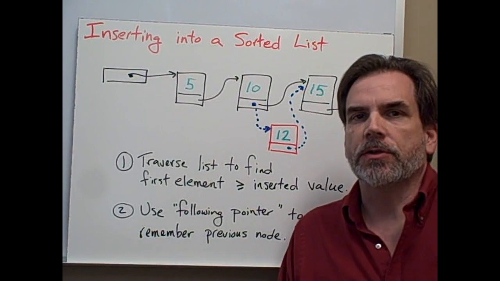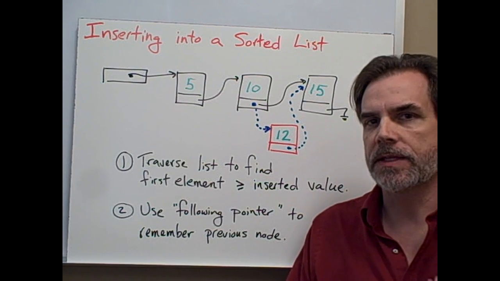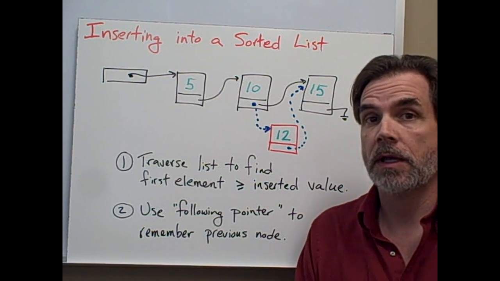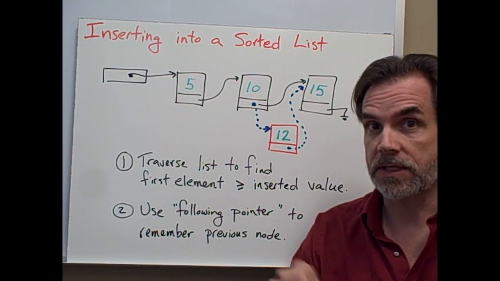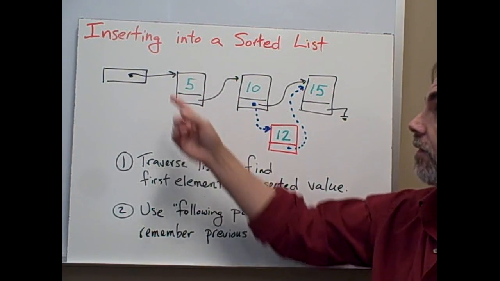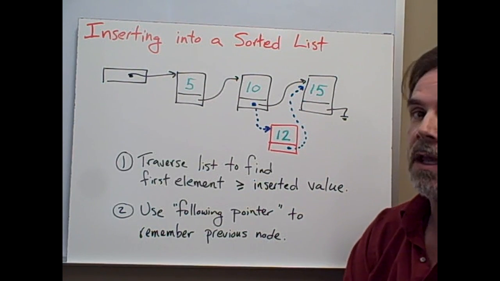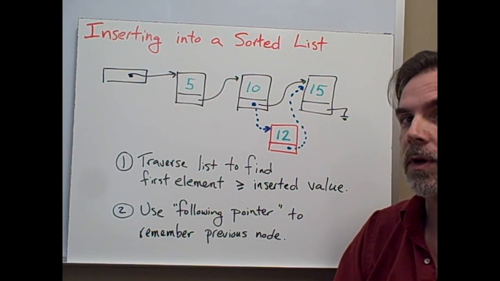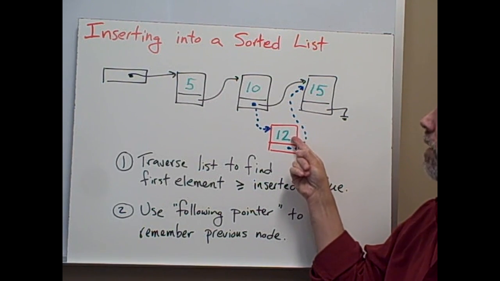Let's talk about how to insert a new item into a list when we want the list to be in a particular order. So we want to insert a new item in order in a particular list. For example, let's have our list of integers. Let's say we've got 5, 10, and 15. We want to keep this in sorted order, low to high. And we want to insert a new value, 12.